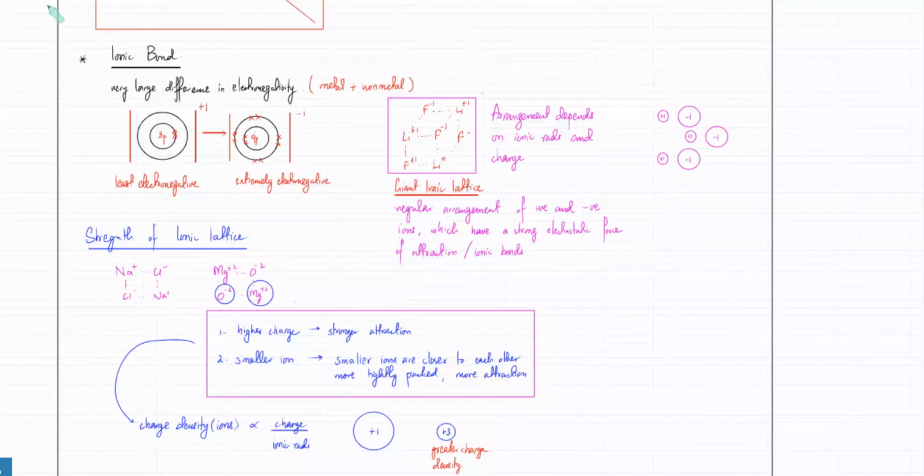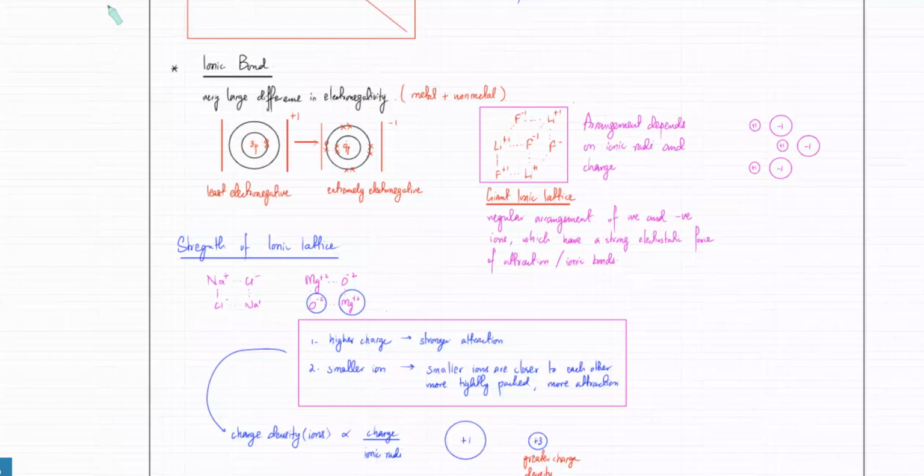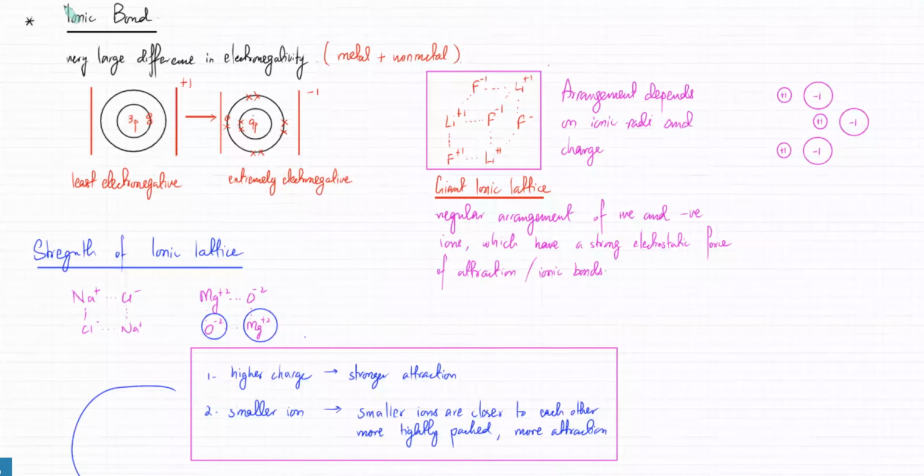So basically, there were two types of compounds. Either you have a very large difference in electronegativity, which makes the compound ionic, where the difference in electronegativity is so large that one of them completely gains the electron from the other one. The more electronegative one gains the electron, and the less electronegative one loses it.